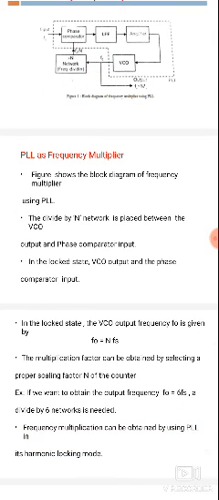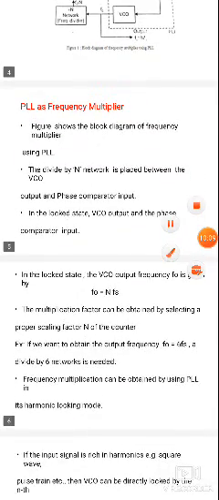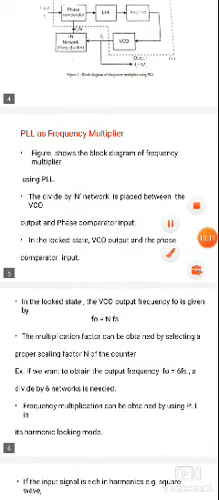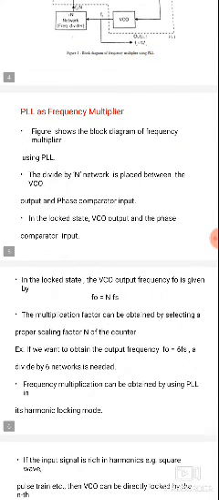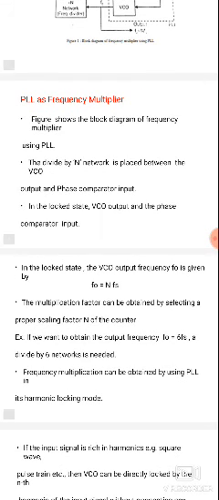So the phase comparator has two inputs. One is the signal input, and the second one is the output of the VCO divided by the network divider, that is F0 by N. F0 is the output frequency of the voltage controlled oscillator, and N is the network divider. The PLL works in three states: one is the locked state, one is the captured state, and another one is the free running state.